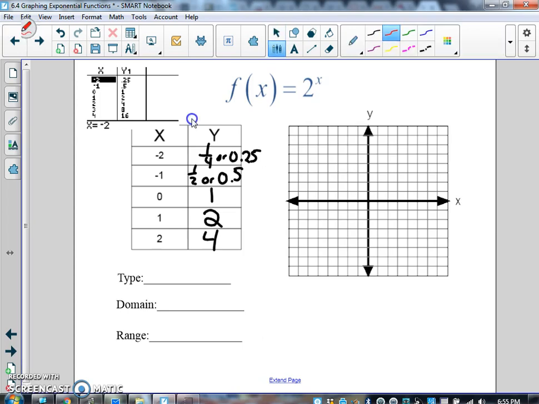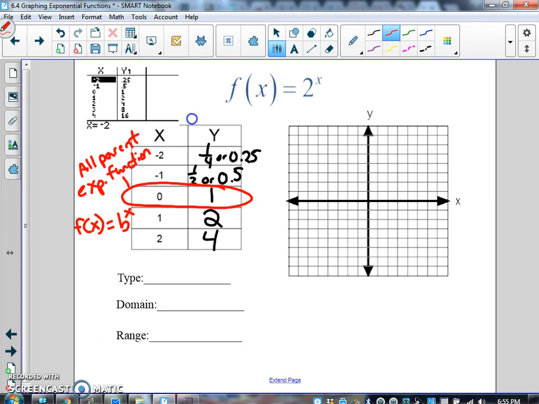Now this value is important. 0, 1 here is for all parent exponential functions. All parent exponential functions will go through the point 0, 1. Now what do I mean by that? I mean that our values are of the form f of x is b to the power of x, and our a value here would be equal to 1. So all of them are going to go through the point 0, 1, so I'm going to graph that.